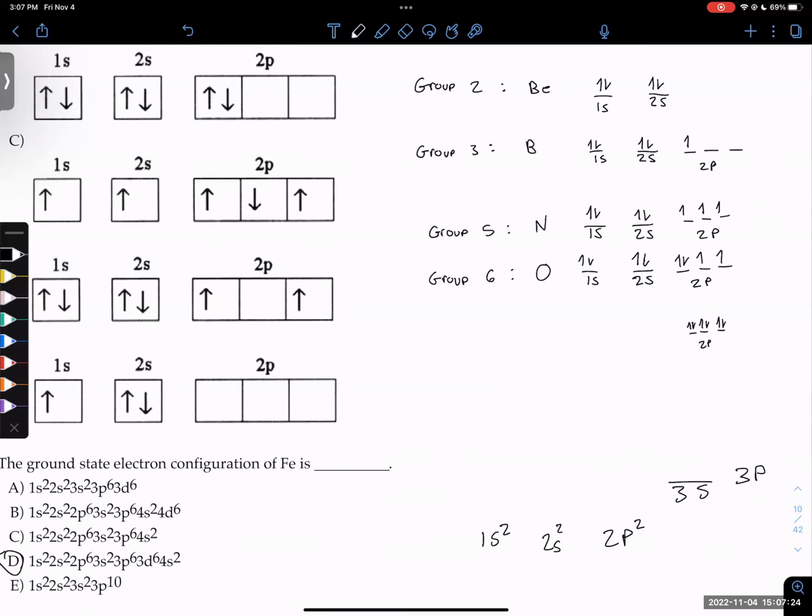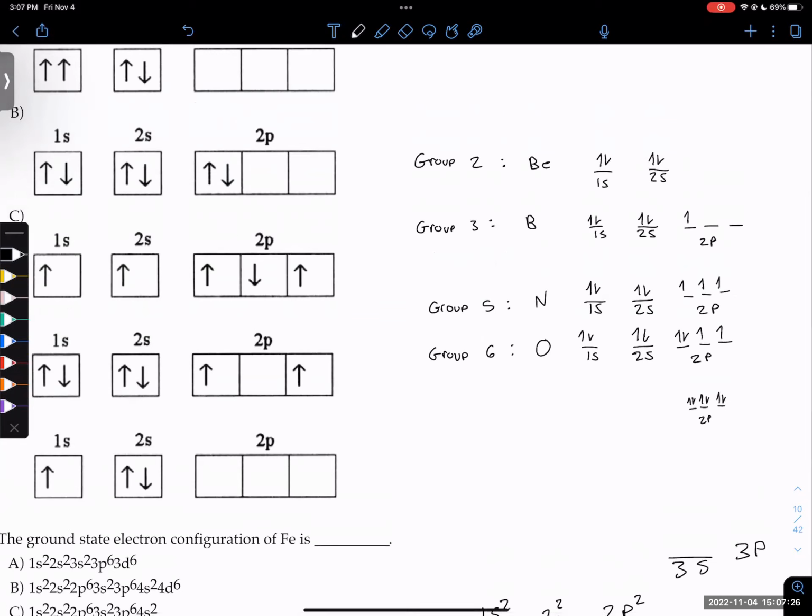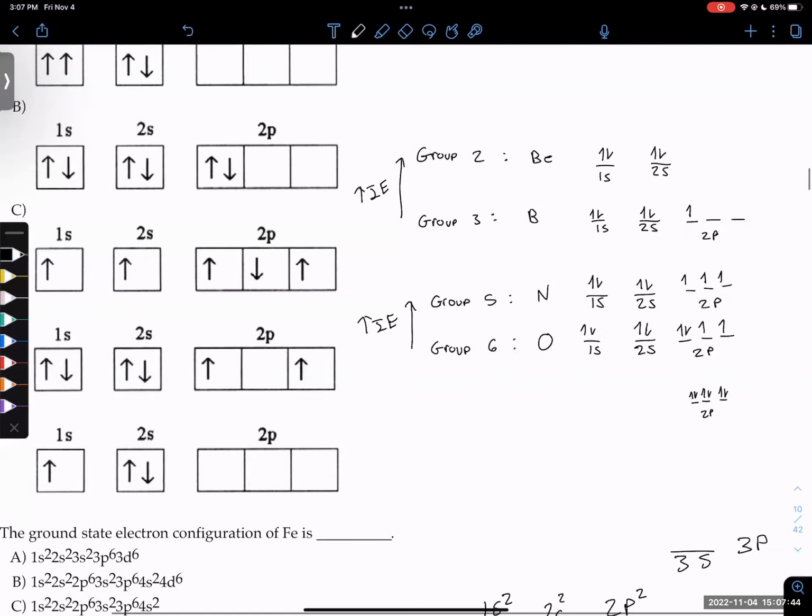Okay, any questions on these exceptions? And again, 2 has a greater ionization energy, so ionization energy is going to increase as you go up. Here, from 3 to 2, and then same thing with 6. I always like to just say that 2 is greater than 3, 5 is greater than 6.